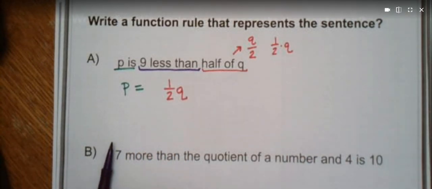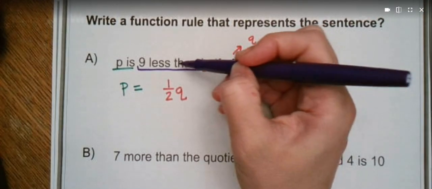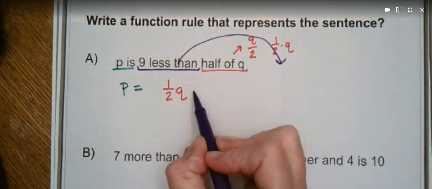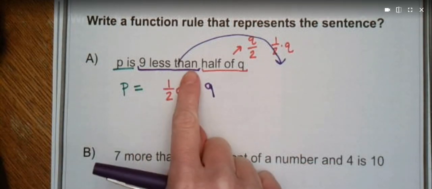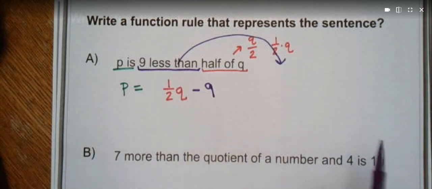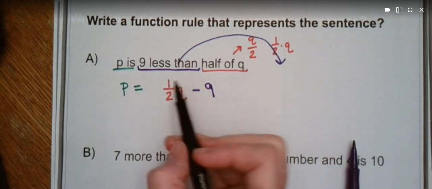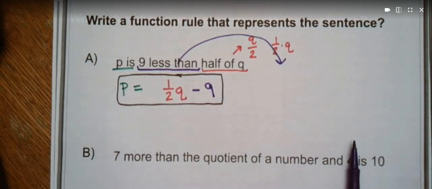Then we'll see 9 less than. Just looking at the words less than, that's subtraction, and less than is a turnaround word. It's actually going to be written after or on the back. So take away 9 at the back, because imagine if it said 9 less than your age, you'd take whatever your age is and then minus 9 after it. So here we have P is 9 less than half of Q, and that is our function or equation.